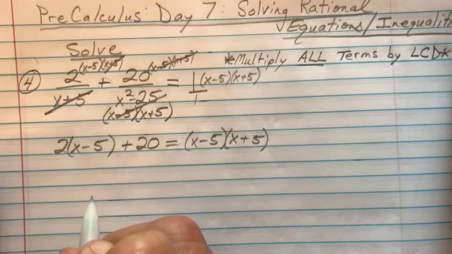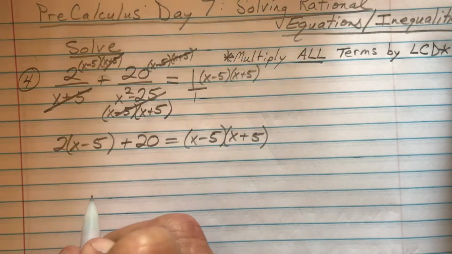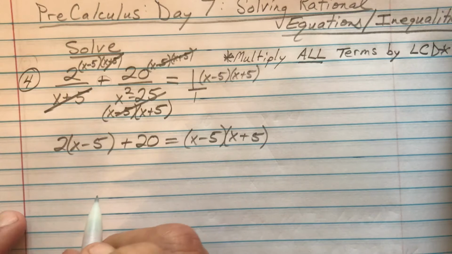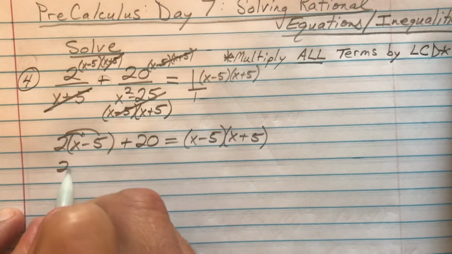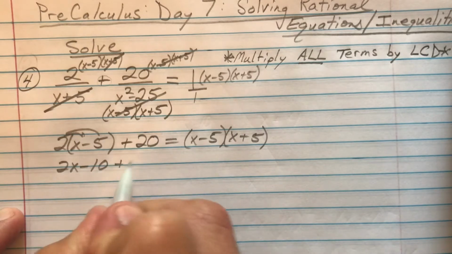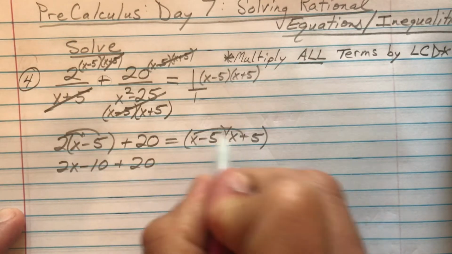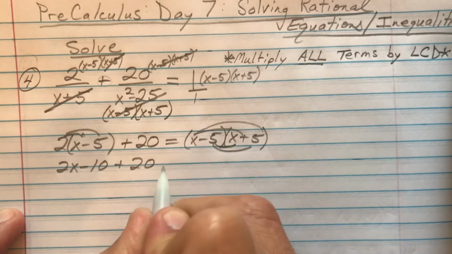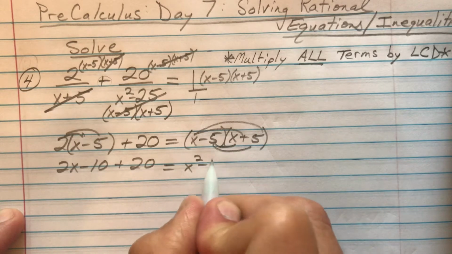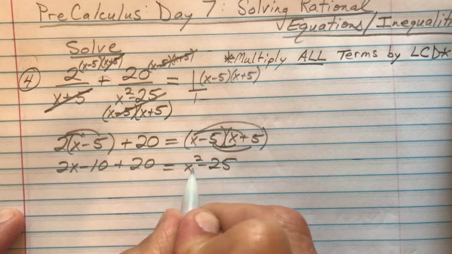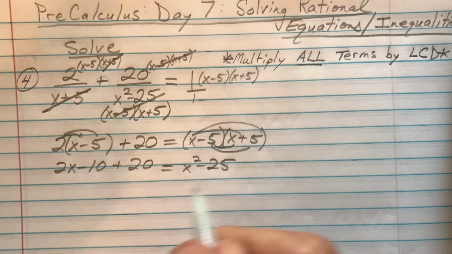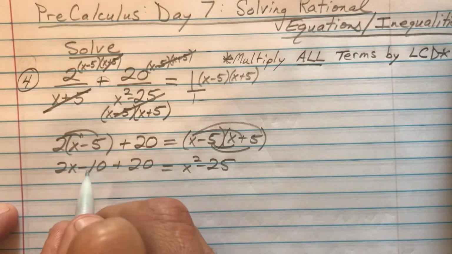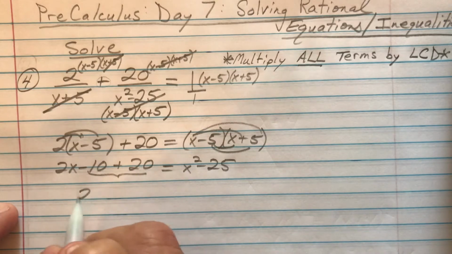Now, before I combine like terms, I should try to simplify each side. So I'm going to distribute this 2. This is 2x minus 10 plus 20. I'm going to double distribute here, which is x squared minus 25. And then whenever you have an x squared, you should get everything on one side of the equal sign, and the other side should be a 0. But actually, first, let's continue to simplify this side.